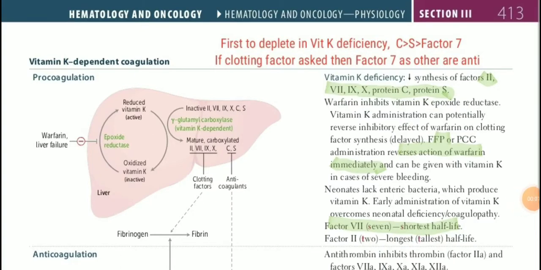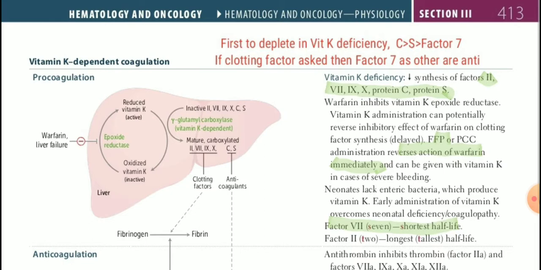Bismillahirrahmanirrahim. So another very important page, just a continuation of clotting factors and the clotting cascade. Here we'll discuss the mechanism of some drugs and certain clotting factors which are depleted when we use those drugs.